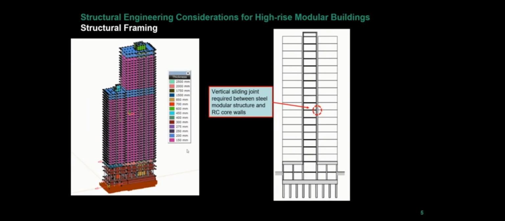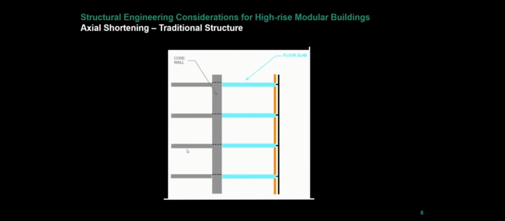So the big fundamental difference between tall modular buildings and tall traditional buildings is the requirement for a sliding joint between the RC core and the modules. And the reason for that is that in a traditional, say, mixed steel frame building or steel concrete core building that you see around the City of London, generally you'll have an RC core, and then say 6-7 meters away you'd have an external steel frame, which have axial shortening issues like the modules do as well.